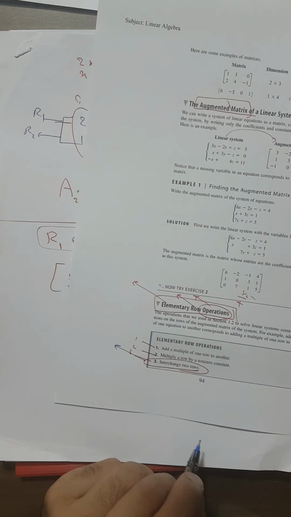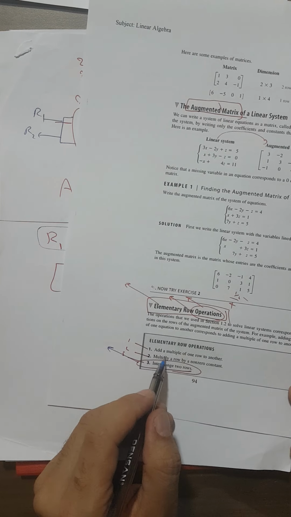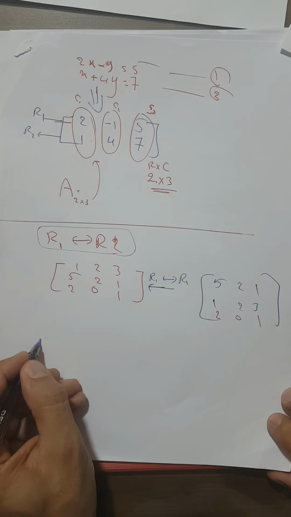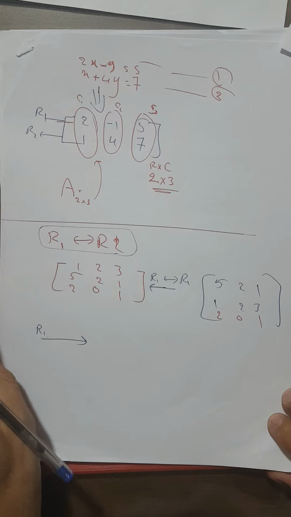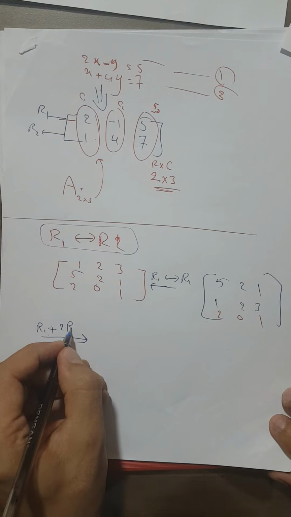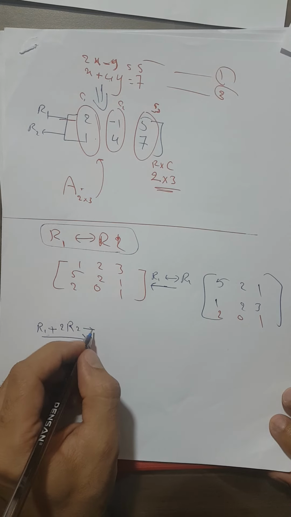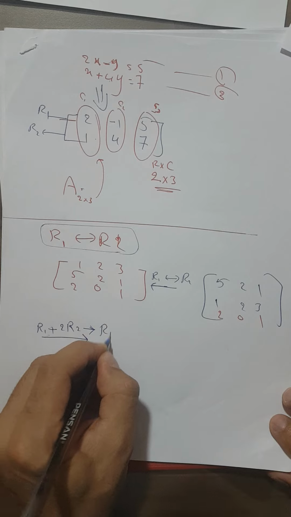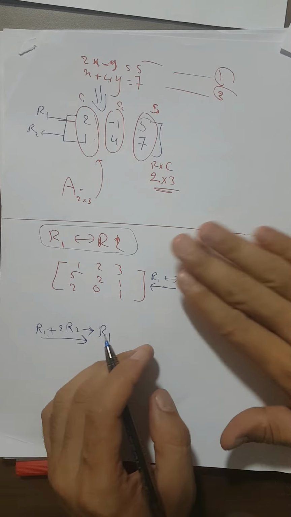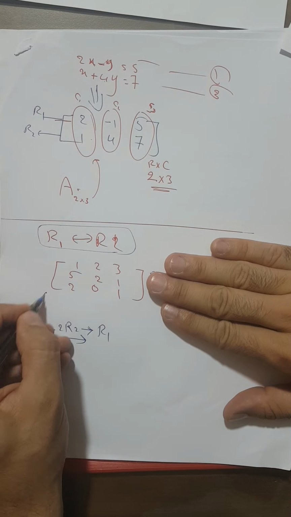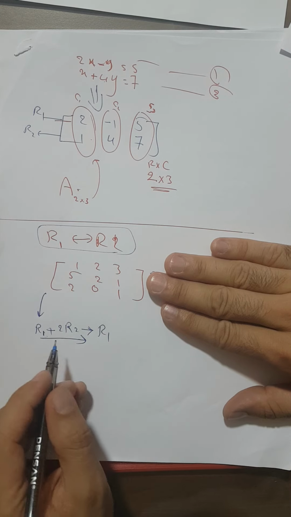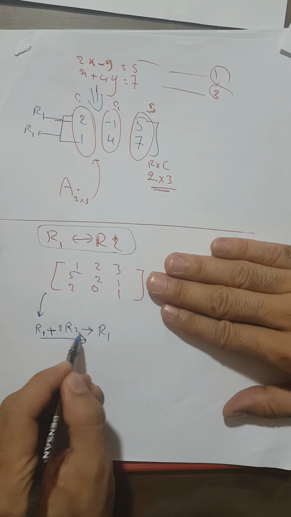We say interchange. For adding a multiple of one row to another, we say R1 plus 2R2, put it in R1. I want to teach you about the second operation, the addition or multiplying of rows together.